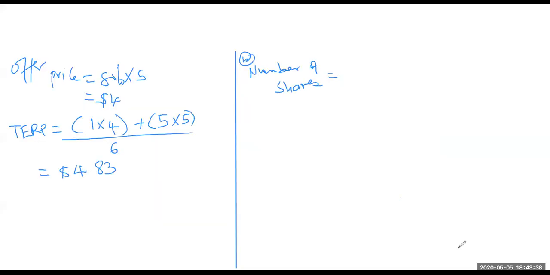Therefore, the number of shares. The new shares that will be offered is a 1-for-5, therefore it's going to be a fifth of the current existing shares, which is 2.5 million. Plus the old shares, isn't it? Yes, which is 2.5 million. To give you how much? 3 million shares. Okay, thank you, Jeffrey. Continue.